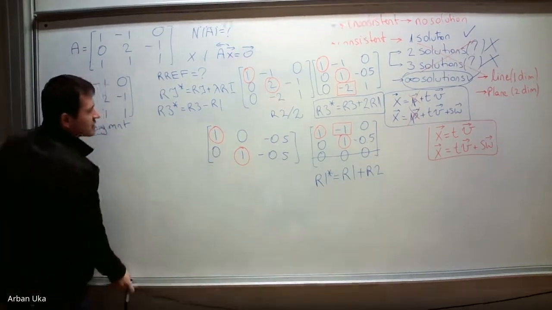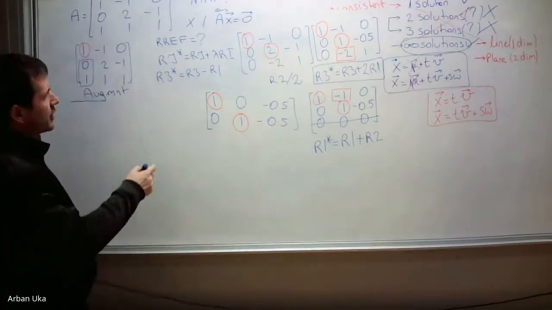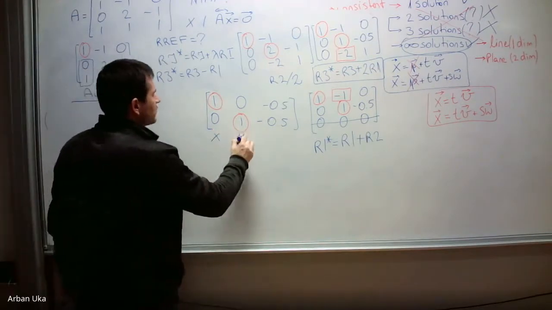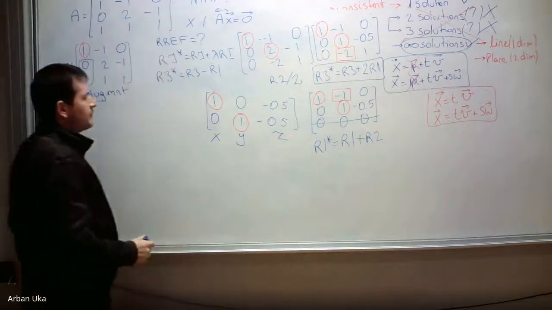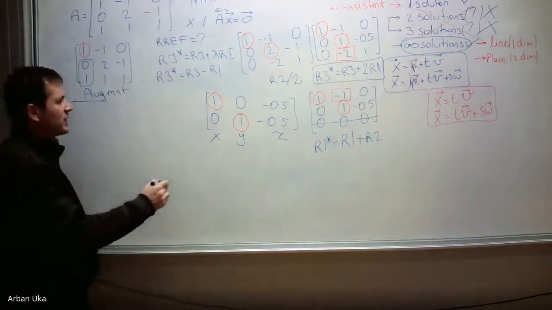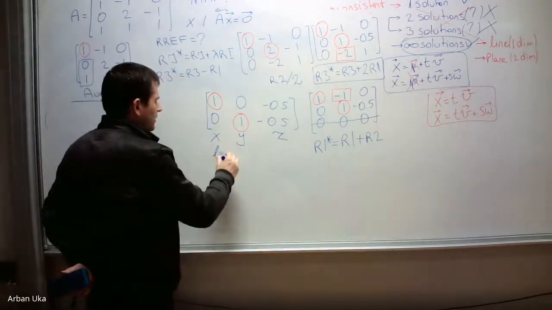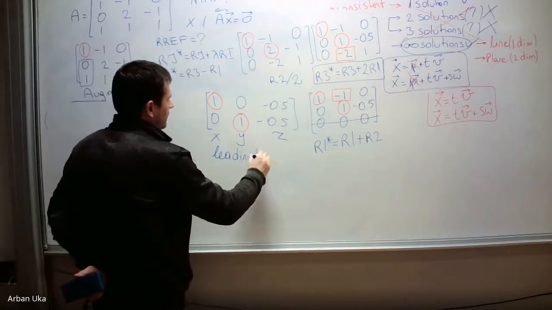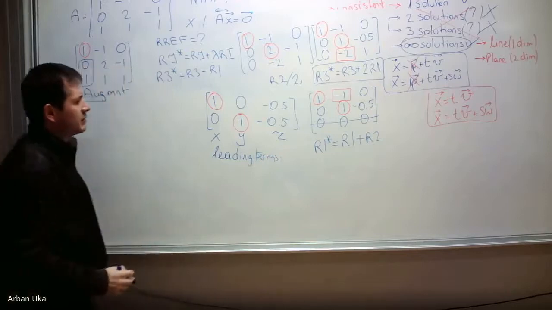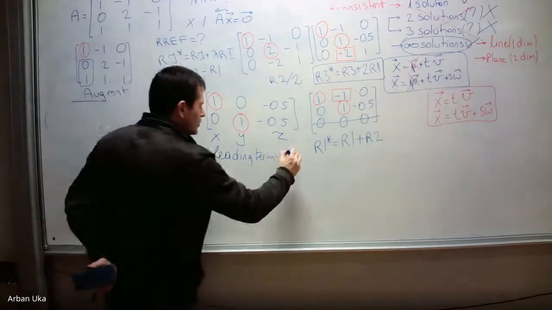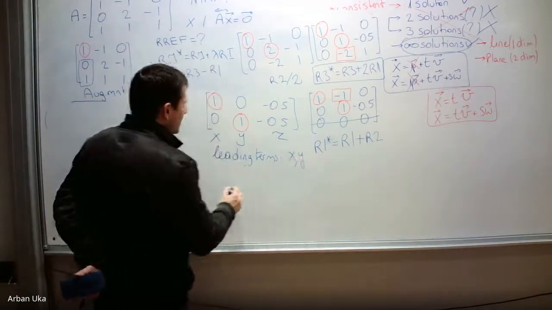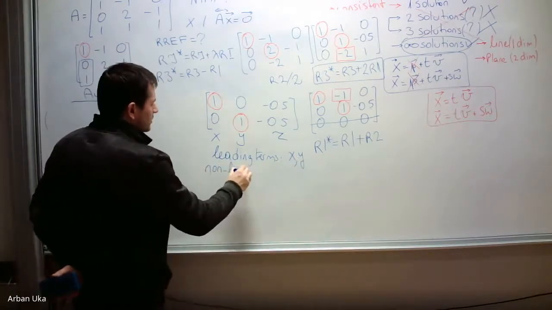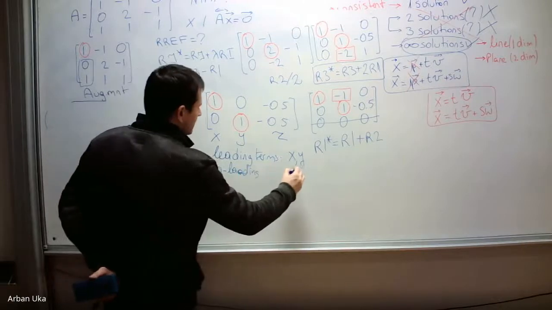So how can we read these equations? Let's assume this is x, y, z. And what are the leading terms? What are the leading variables? X and Y. That's true, x and y. Which ones are non-leading or free variables? Z. Yes.